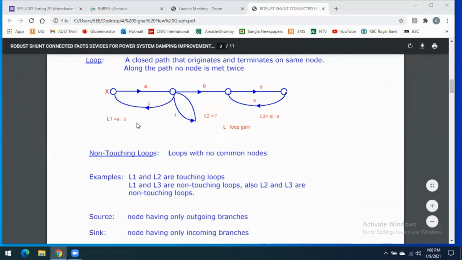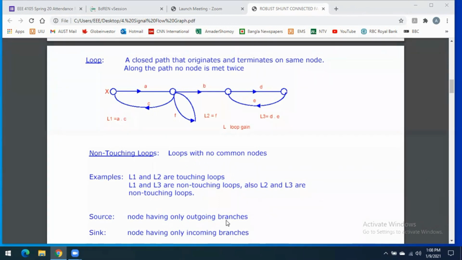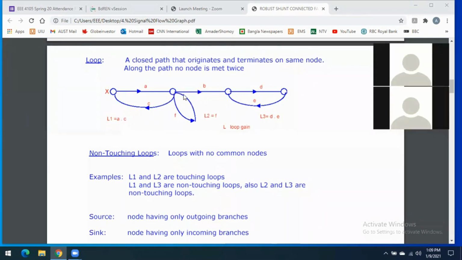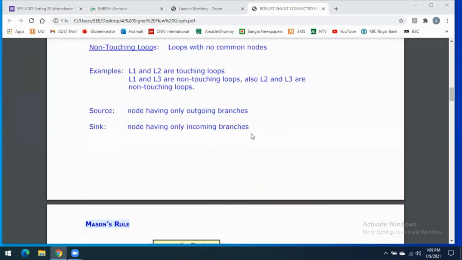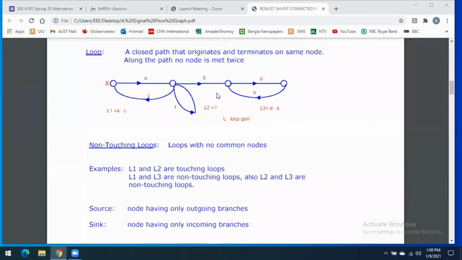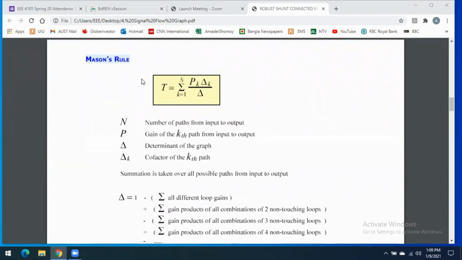Sometimes you may be tricked, remember. If you take this to B, and let's say I write 1, things are going to be quite different. 1 doesn't mean anything. 1 means this signal and this signal are the same. So if you put 1 here, this loop will be touching this one as well as this one. So remember, to make loops non-touching, there must be something in between other than 1. Now do you understand? Okay. And then we needed this touching and non-touching concept to get the overall transfer function.